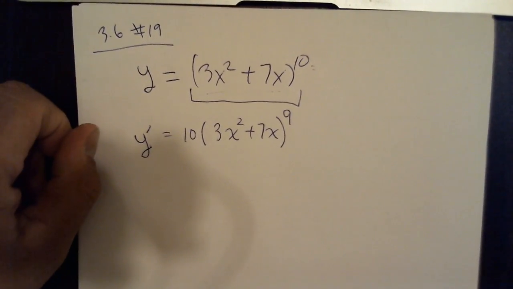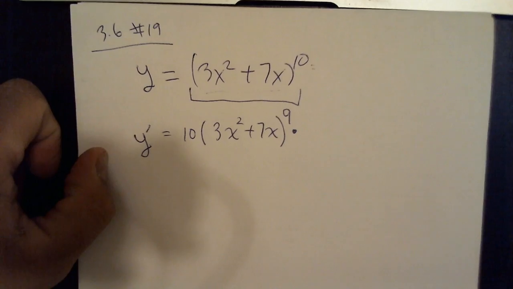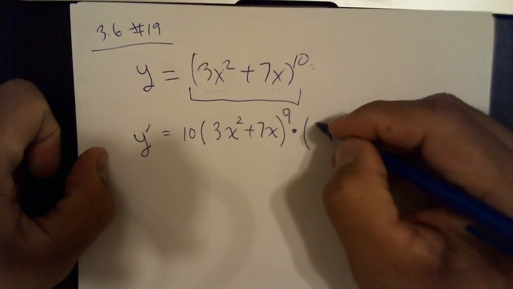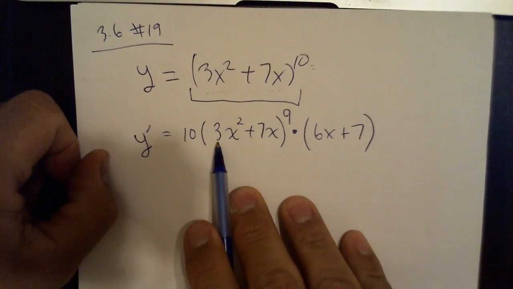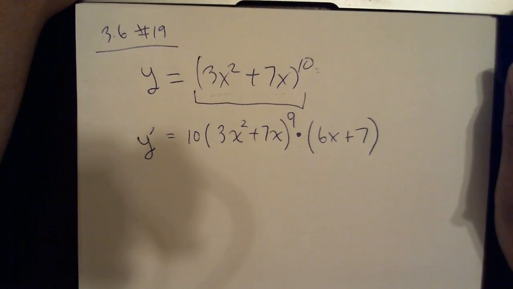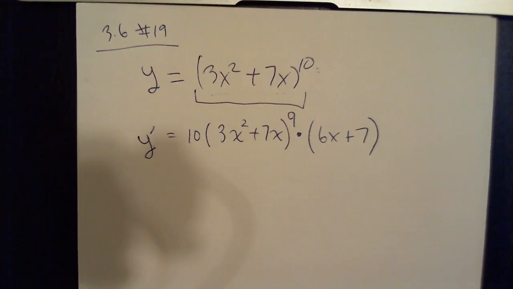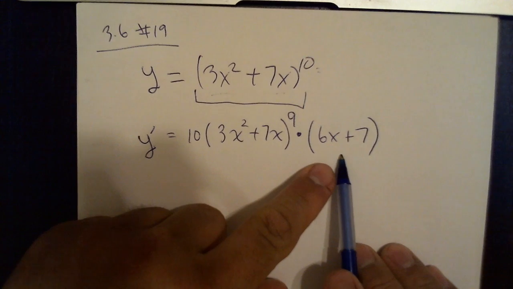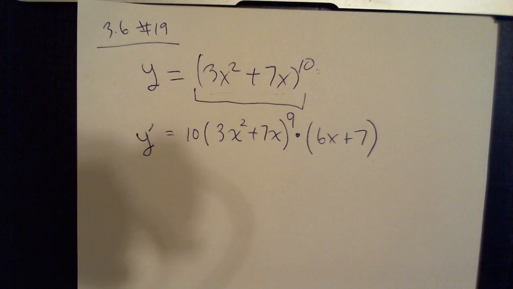And now that'll be a 9. Then times the derivative of the inner function, which would be 6x plus 7. And that's it. Again, the inner layer is just this function, and nothing else needs to be done here. Tom, does that answer your question on number 19? I'll do number 14 next.